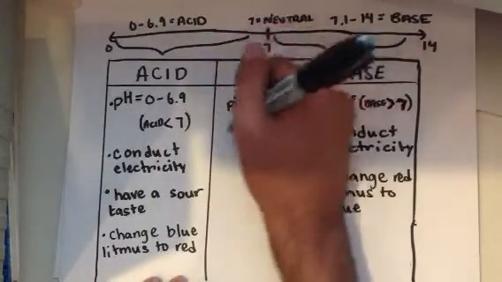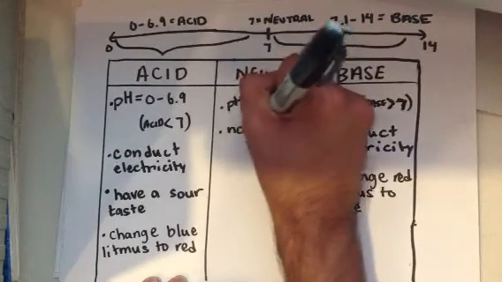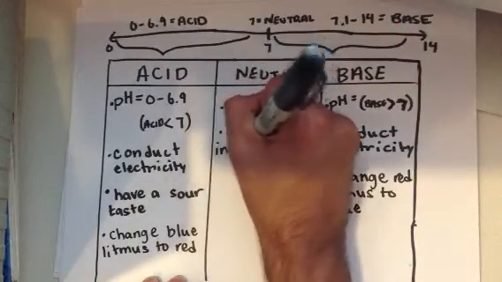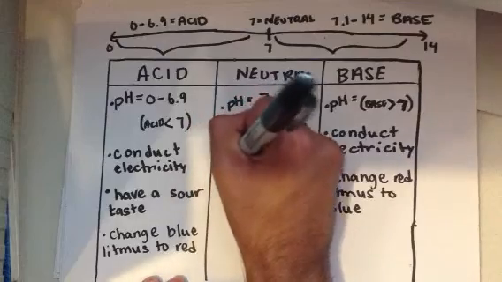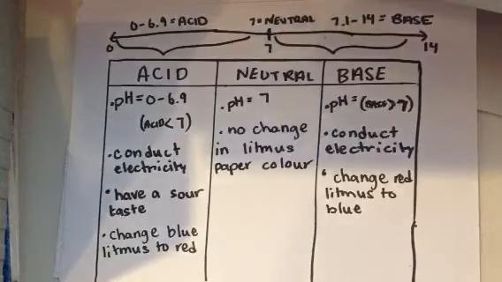And for neutral, that would be no change in litmus paper color. The color of the litmus paper in a neutral substance will not change.